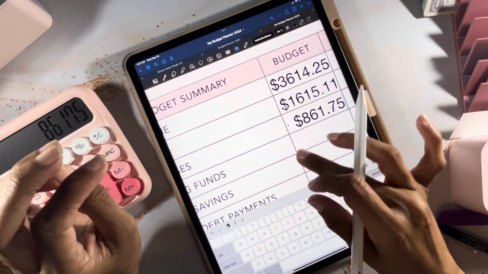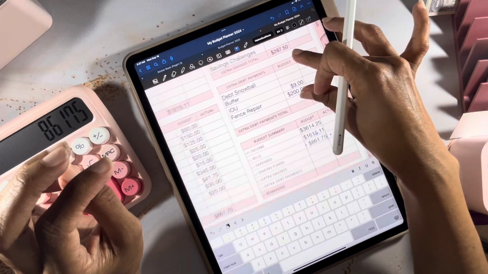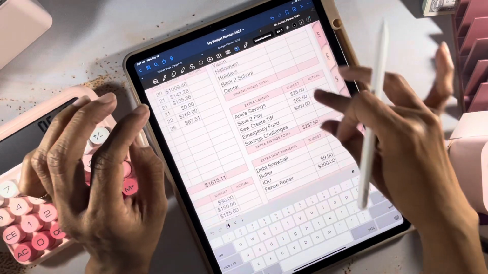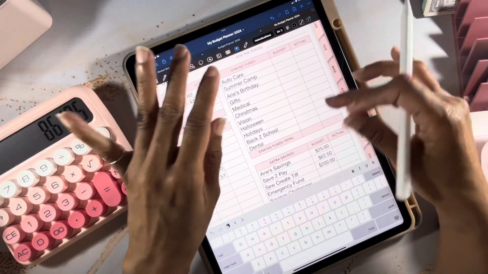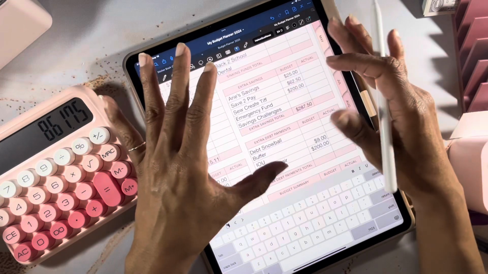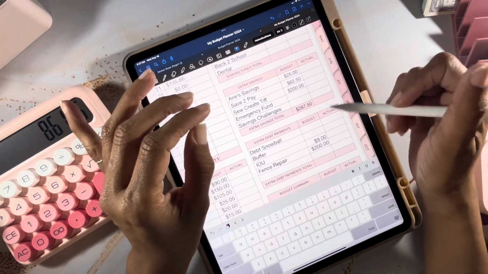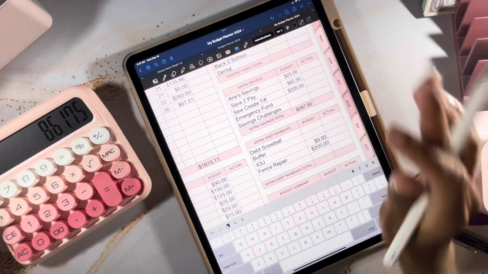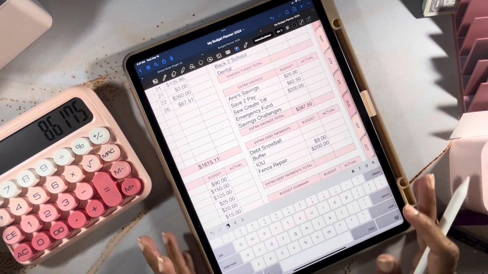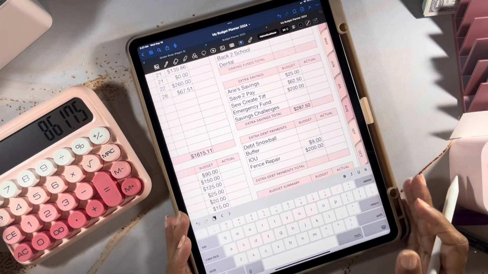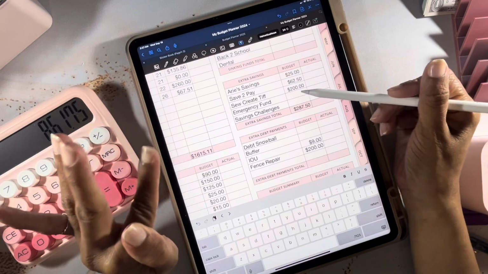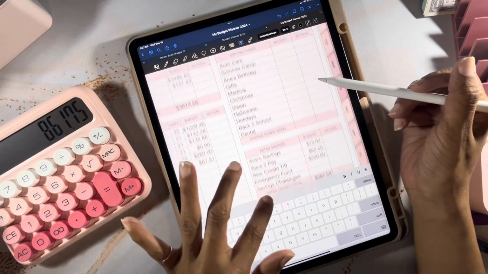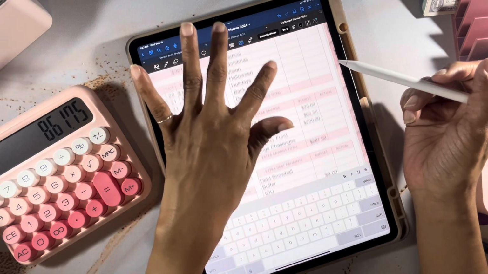All right, so now we're going to move to sinking funds. I'm not going to do anything with sinking funds right now because I want to go through and do my savings and my extra debt payments first, and then whatever I have left will go to emergency funds, savings challenges, and then up here to sinking funds.